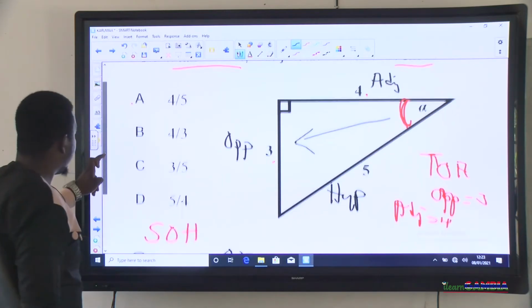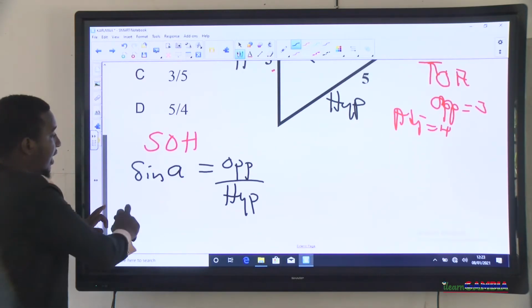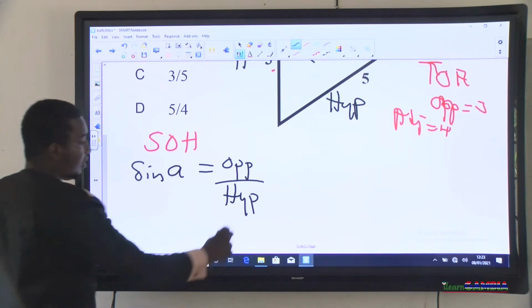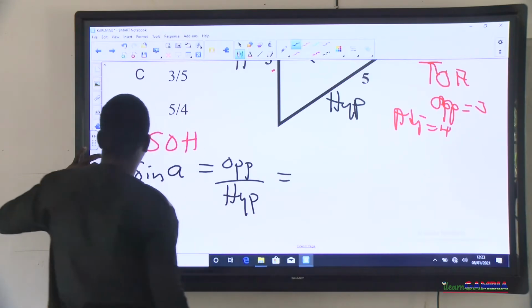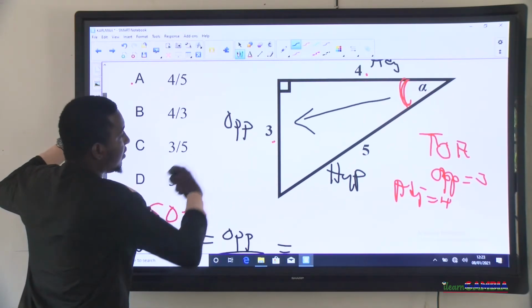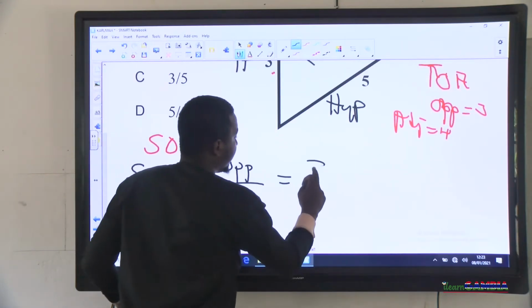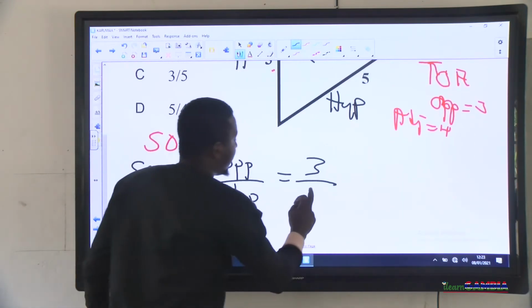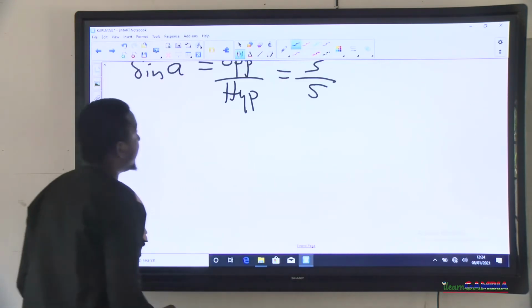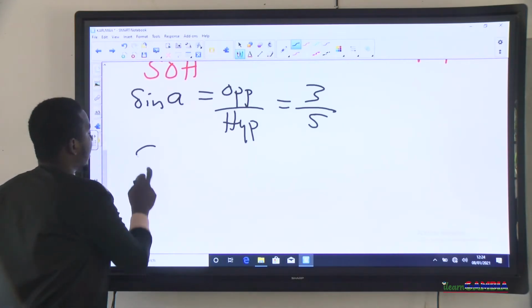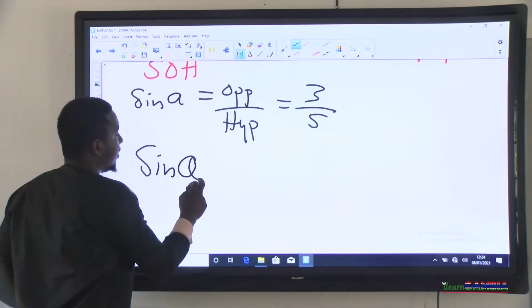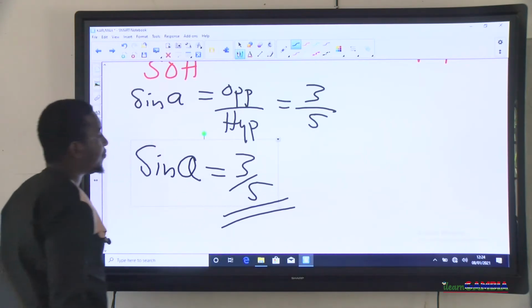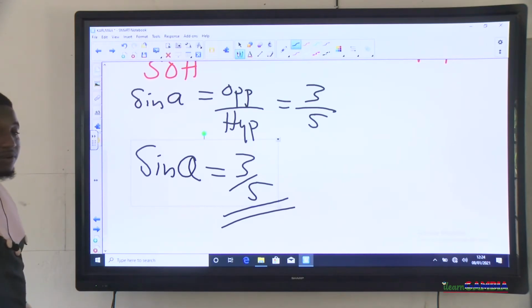Now we are looking for the sine of angle A. Sine of angle A is equal to the opposite divided by the hypotenuse. The opposite of the reference angle is 3, and the hypotenuse is 5. We have 3 all over 5. So in short, sine of angle A is equal to 3 all over 5.